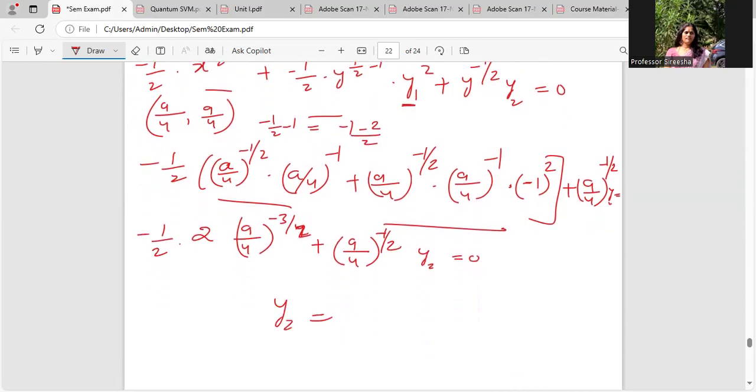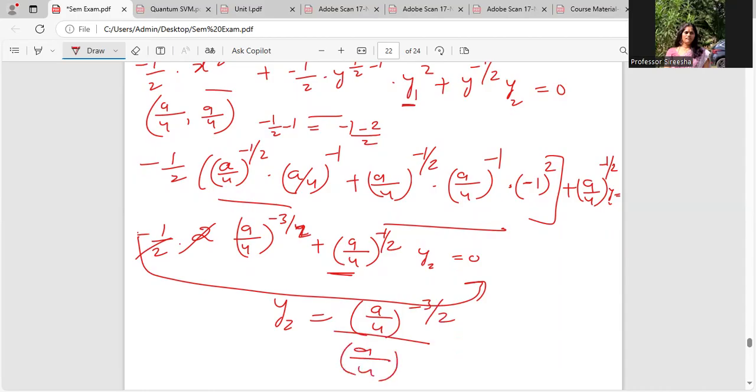y2 is what? This 2 and 2 goes off with a negative sign. If this term goes towards this side, it would be positive. So a by 4 whole power minus 3 by 2. y2 is accompanied with a by 4 whole power minus 1 by 2. Okay, so I'll just simplify. Finally, the value of y2 would be 4 by a.